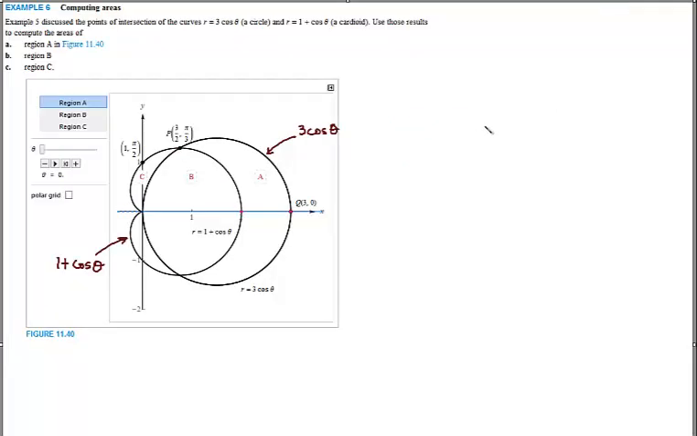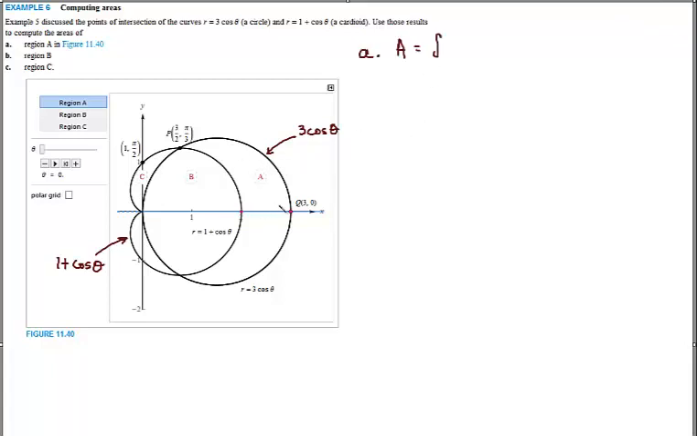In example 6, we are going to use those intersection points that we got in the previous example in order to find the area of each of these different regions. So we're going to find the area of region A, B, and then C. For region C, I believe that it's just this half moon. It doesn't say that it's also this moon down here, so we're just going to find the area of this little half moon, or this little crescent there, and that's it. So let's get started with this.